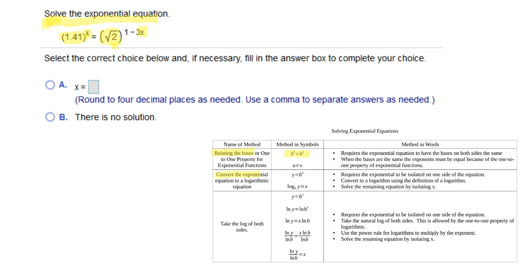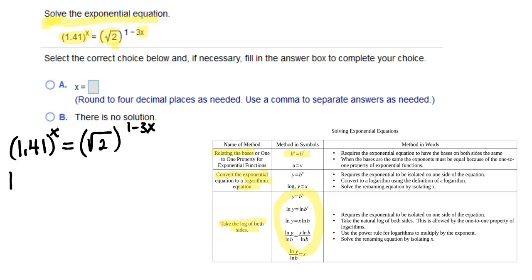So we have these other two methods, converting the exponential to a logarithmic equation, or taking the log of both sides. I prefer taking the log of both sides, so we're going to use that method. So our equation, 1.41 to the x equals square root 2 to the 1 minus 3x. I'm going to take the log of both sides. You can use any base, but I prefer to use natural log. So I'm taking the natural log of each side.